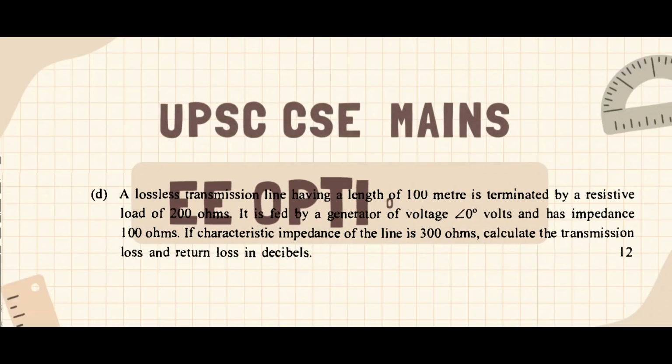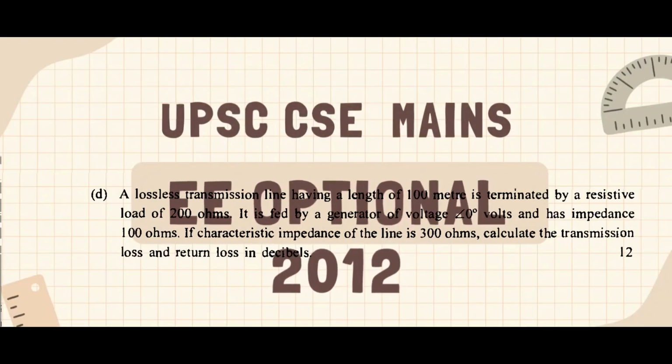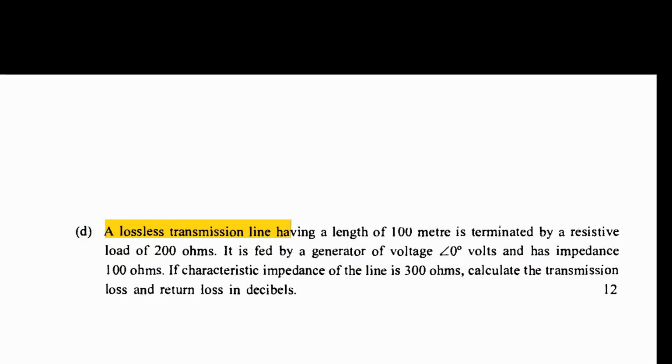Let's see another 12 marker question. A lossless transmission line having a length of 100 meters is terminated by a resistive load of 200 ohms. It is fed by a generator of voltage 0 volts and has an impedance of 100 ohms. If the characteristic impedance of the line is 300 ohms, calculate the transmission loss and return loss in decibels.